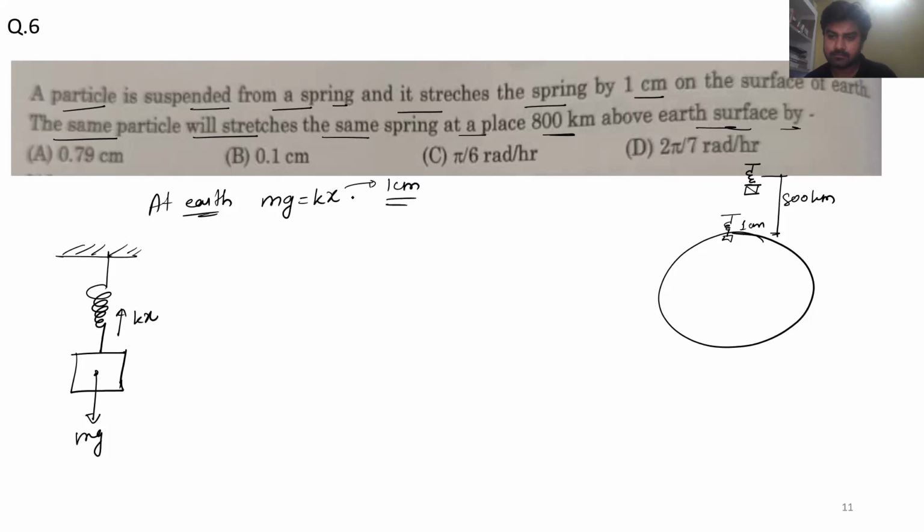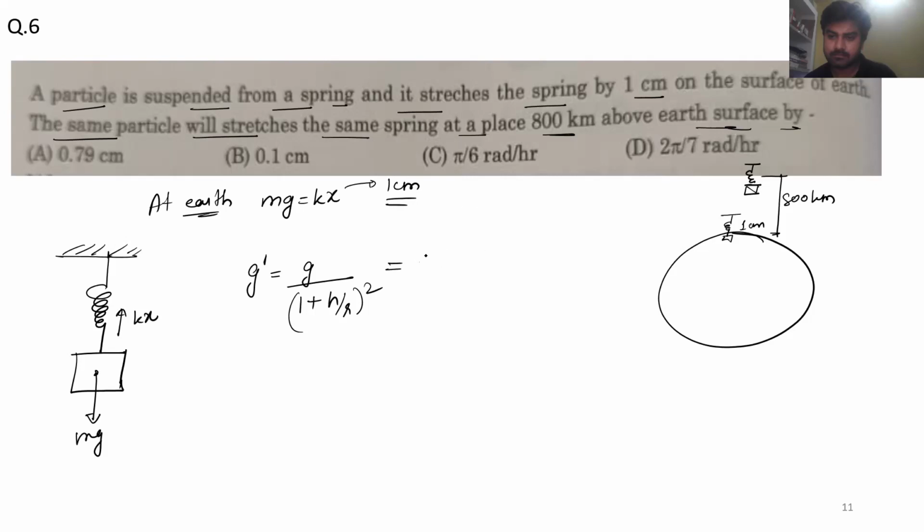Let's calculate g at 800 kilometers. So we know the formula, that is g dash is equal to g upon (1 plus h by R) whole square. Why am I not taking the binomial formula? Because this distance, 800 kilometers, is very long, right? That formula is valid for a little less distance. So I'm not taking this one.